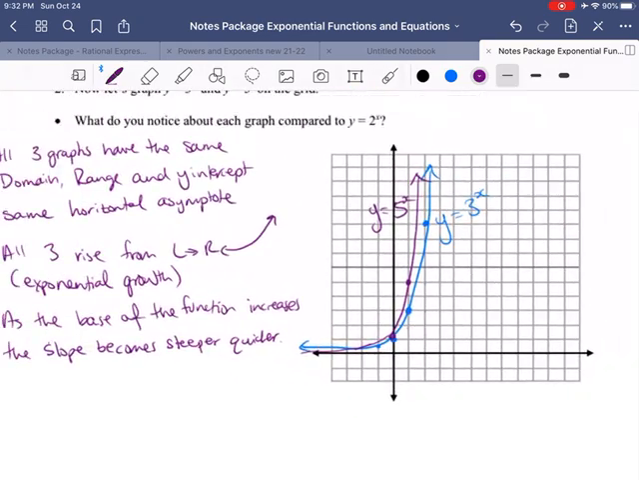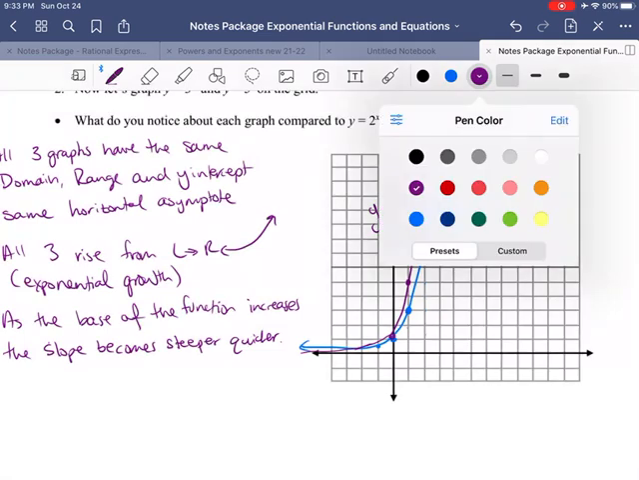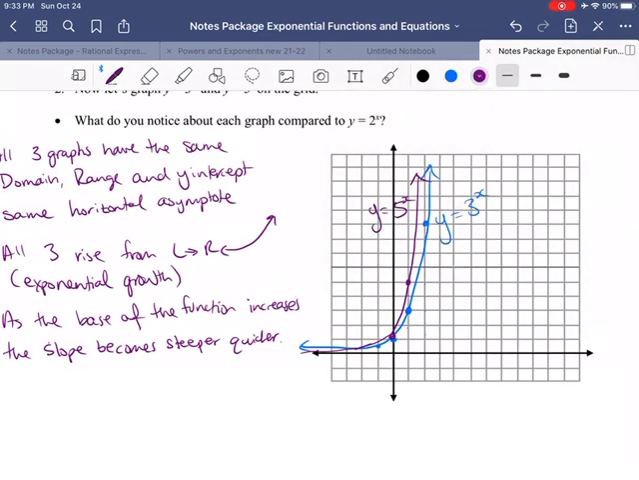All right, so, one more example. If we had y is equal to 9 to the x, well, that's just going to go up even quicker. And even a bigger base number, that's going to go up even quicker.